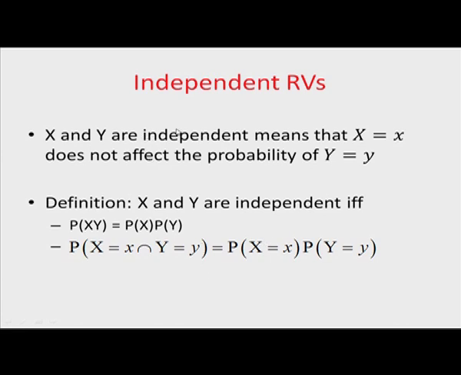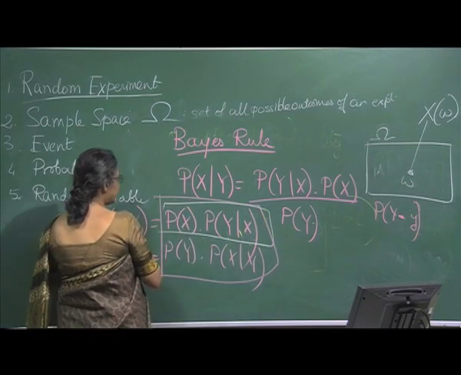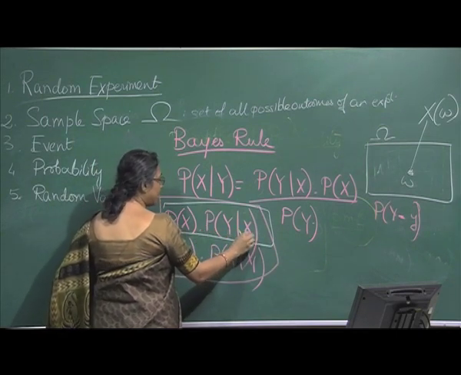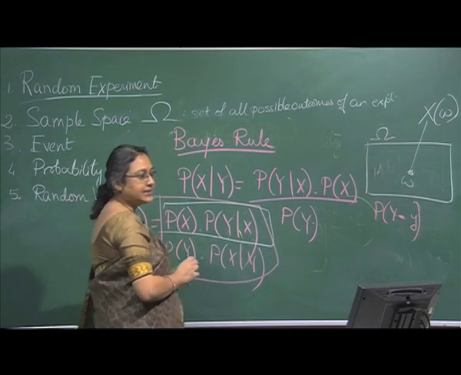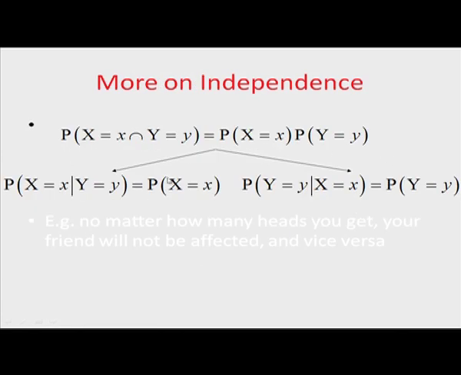Now x and y are two random variables. We say that they are independent if the outcome of x, the value of x, does not affect the probability of y equal to y. So if x and y are independent, then probability of x y is probability of x times probability of y. But if they are not independent, then this chain rule will apply. Probability of x y equals probability of x times probability of y given x. But if y is independent of x, probability of x y is p(x) into p(y), as we see here.